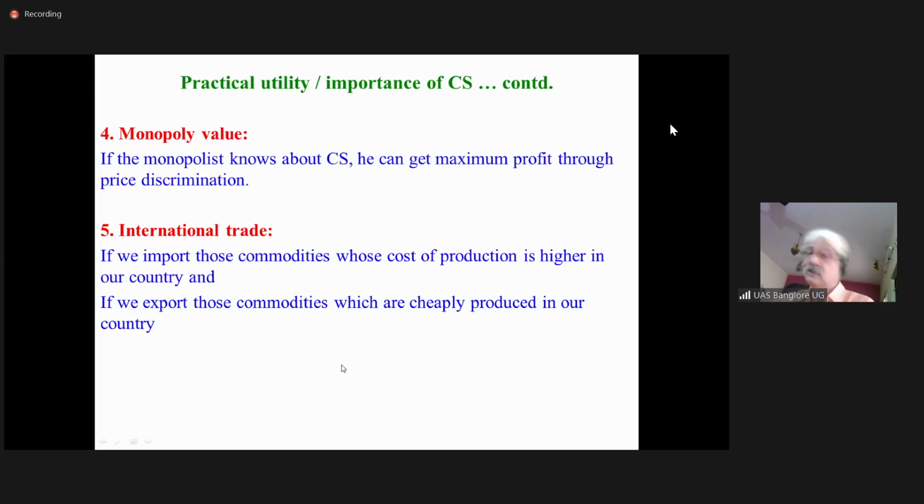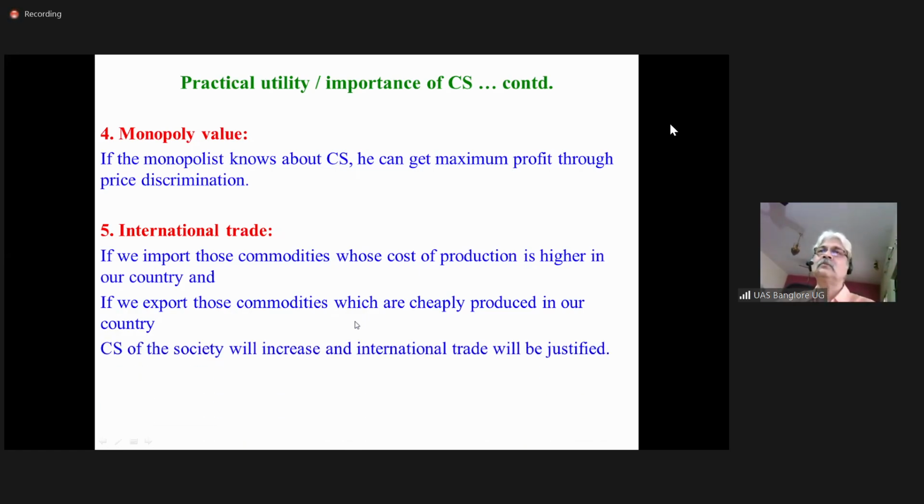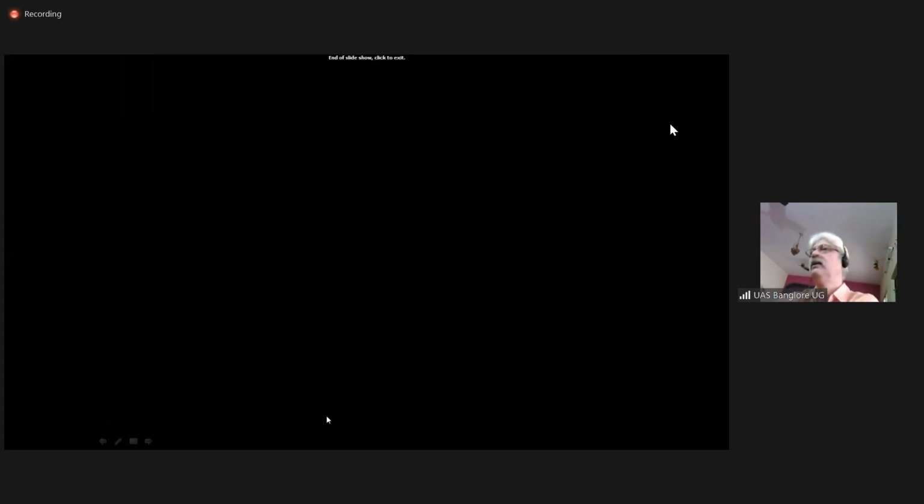Okay, consumer surplus again. When we import the cheaper one, we have the consumer surplus. When we export, again there is consumer surplus. So the consumer surplus of the society will increase and international trade will be justified. If we are importing cheaper ones and exporting those cheaply produced in our country, there is consumer surplus and it is worth taking up international trade. With this, I complete the chapter on demand.